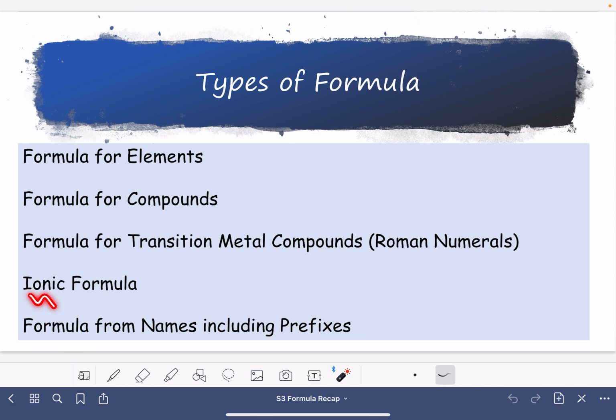You could be asked for the ionic formula of a 2-element compound where you need to give the charges. And then you could also be asked for the formula for a compound where the name includes prefixes. Okay, so that's a little bit that comes before part of the name, mono, di, tri, tetra, and so on, that is going to indicate the number of each type of atom. We're going to go through each of these types of formula in turn, and I'm just going to give you some examples of what it looks like.